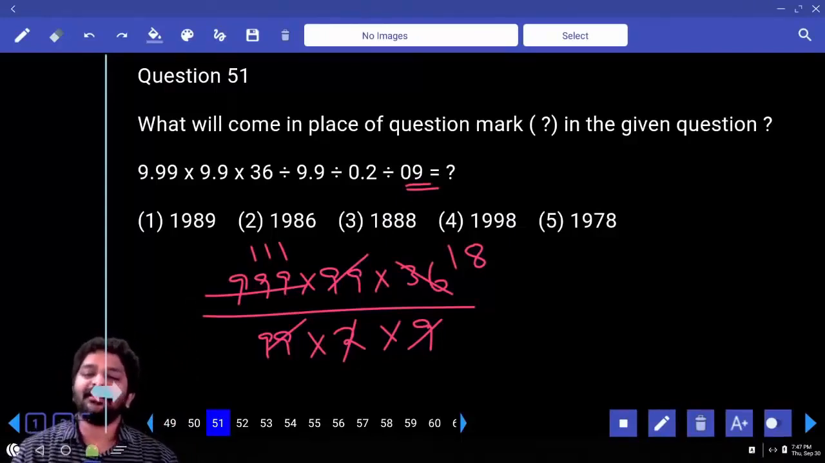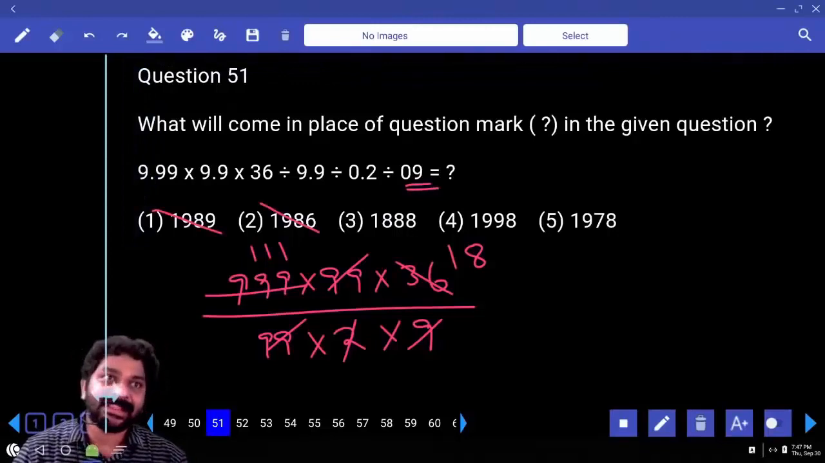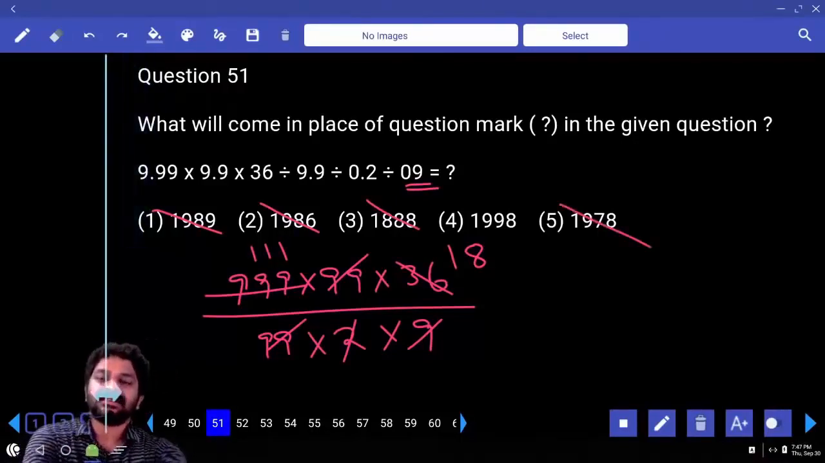Right. So answer should end with, how many options are there? 3 options are there. But 18 is there. When you have 18, the answer must be a multiple of 9 only. Is your third option a multiple of 9? No. Fourth option? Yes. Fifth option? Fourth is the final answer. Hope you are following.